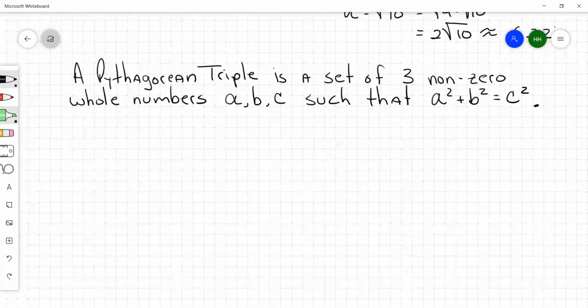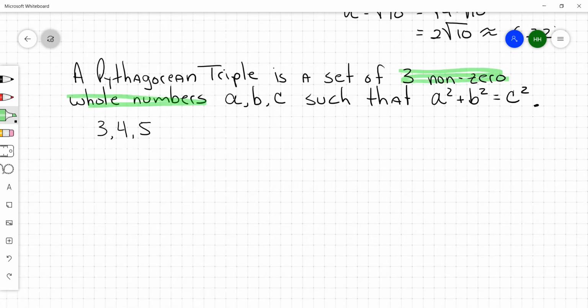You can go on your phone and search Pythagorean triple, and you'll get a long list of numbers. An example is 3, 4, and 5. Three non-zero whole numbers that make the Pythagorean theorem true. Okay?